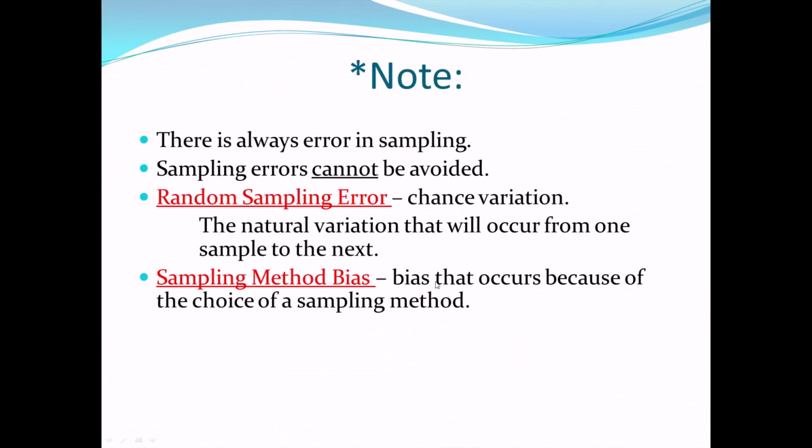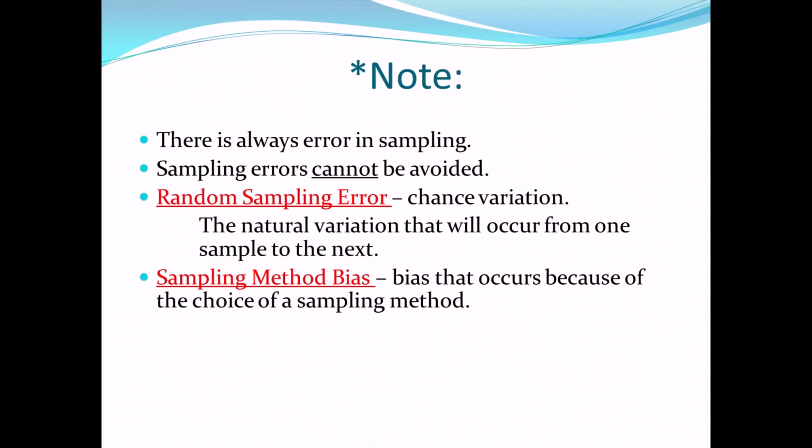All right, sampling method bias. This is your fault if you're doing it. This is bias that occurs because of the choice of a sampling method. So if you do either voluntary response or convenience, you're throwing bias into your results, and that's on you.